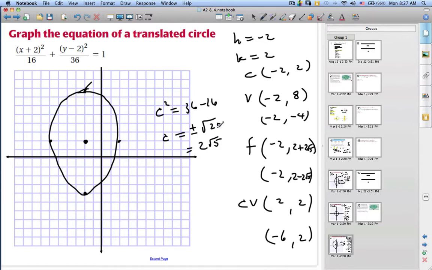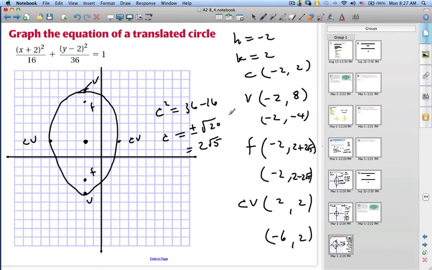Okay, so 2 root 5, square root of 20, it's more than 4, less than 5. 1, 2, 3, 4, and a bit. There we go. Those are my foci. So my covertices, my vertices, and my foci.